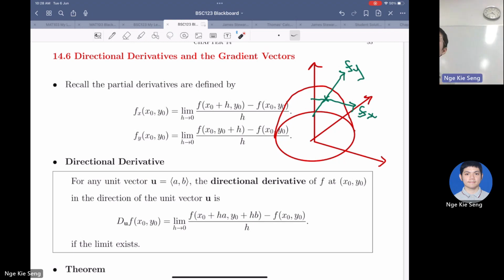In the plane. So all the tangents and all the tangent vectors you found from different directions should live on the same tangent plane that you found using fx and fy. Yeah, this is the idea. So you not only know the slope in the x direction or the y direction, you also know the other directions. And all these tangent vectors live on the same plane.